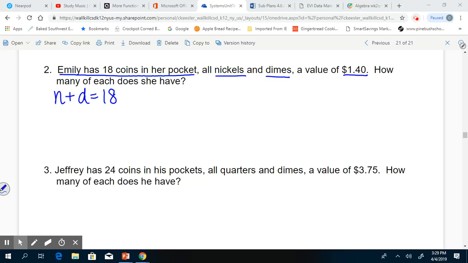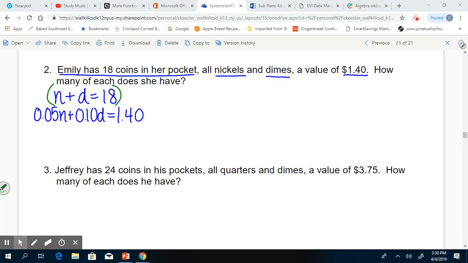Now we have to add the value of each coin. So a nickel is 5 cents, plus a dime is 10 cents, for a total of $1.40. So now again, just like we did in the last one, we have to see if we have opposite coefficients, which obviously in this case we don't. So we could either multiply by negative 5 cents or negative 10 cents. My preference is to multiply by the negative 10 cents because it's just easier to do without a calculator.